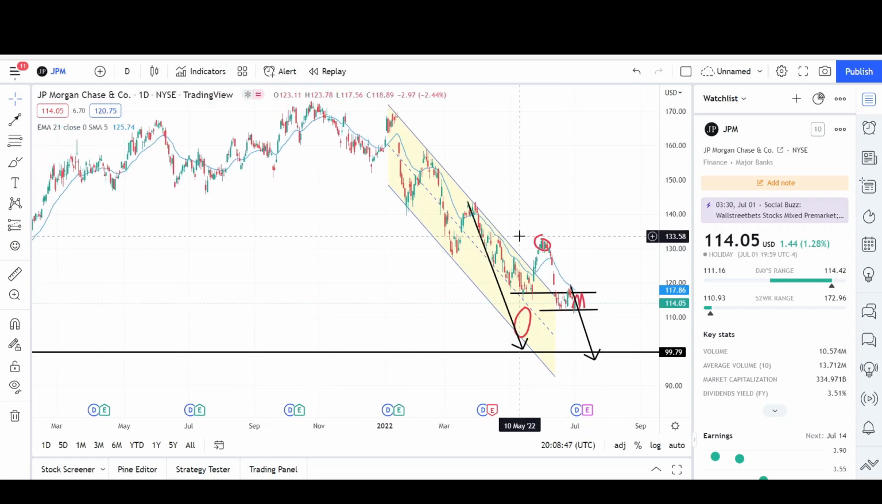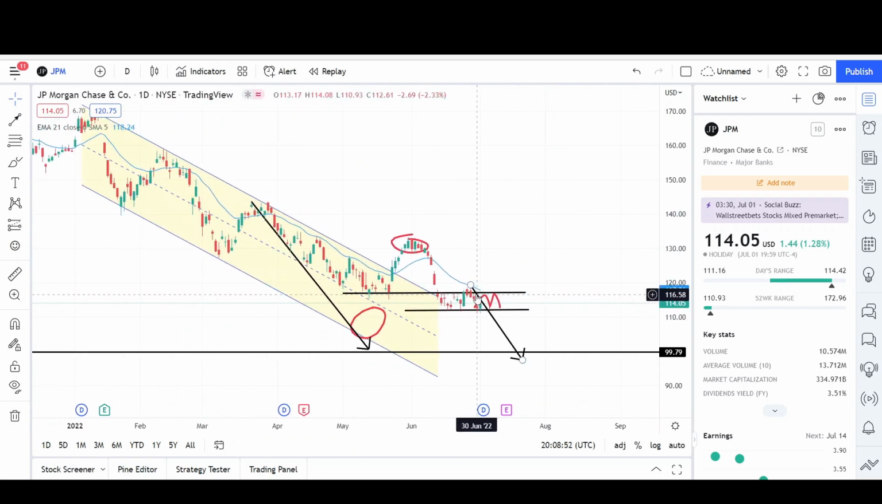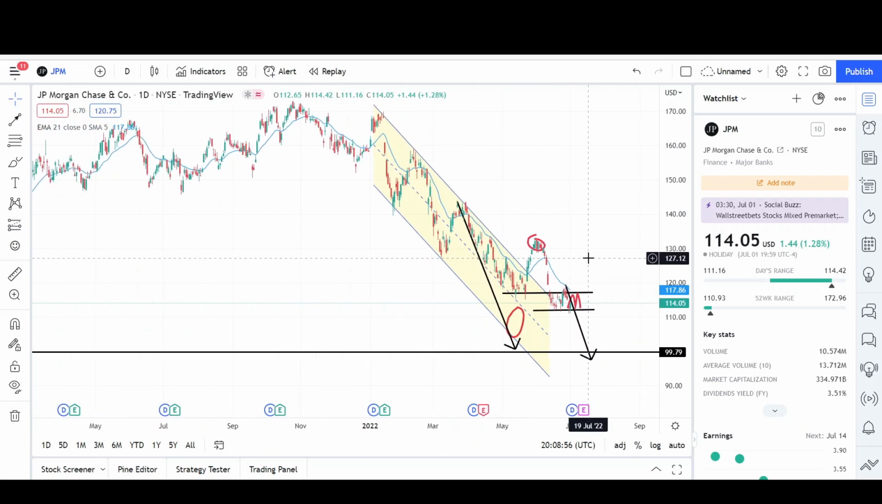I don't think this stock has bottomed, or the market has bottomed. You can see that we're still below the EMA and finding resistance, so I think we've got a long way to go before we start seeing some bullish signs in the market.